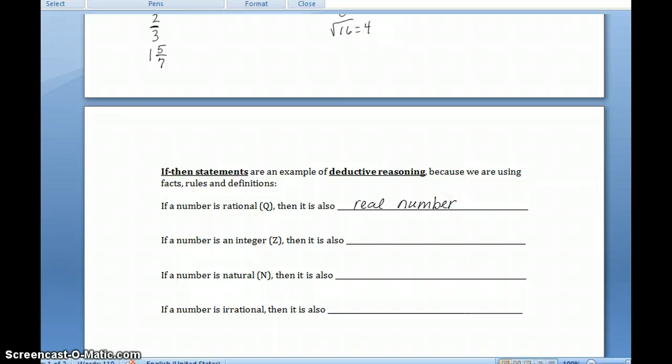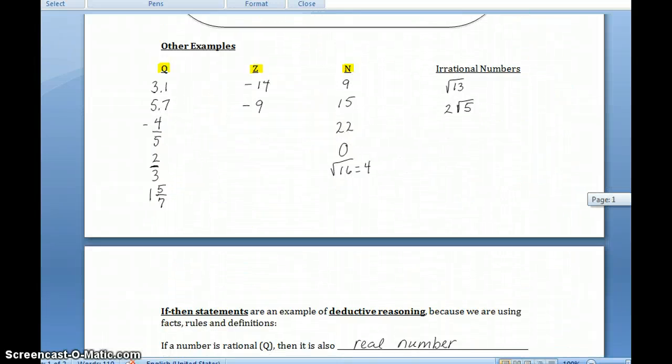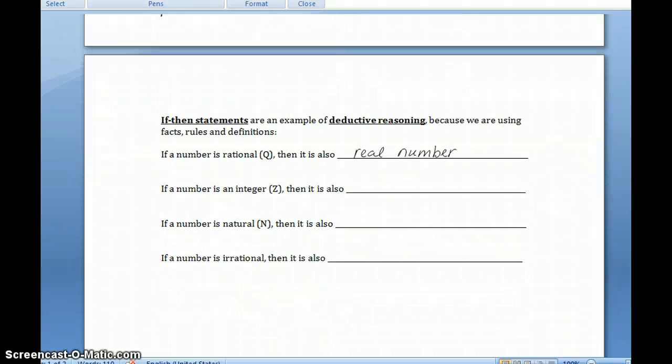So if a number is rational, Q, then it is also a real number. And you're going to want to refer to your Venn diagram as you do this. If a number is an integer, Z, that's the letter that denotes integers, then it's also a real number. I'm going to use the number symbol. And a rational number. This is why we're using the nested Venn diagram.